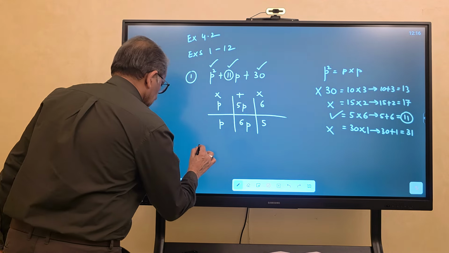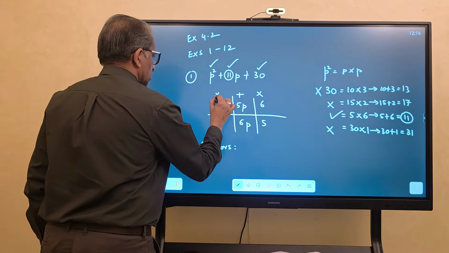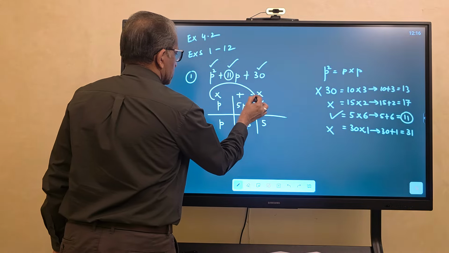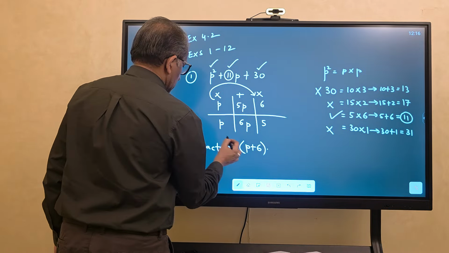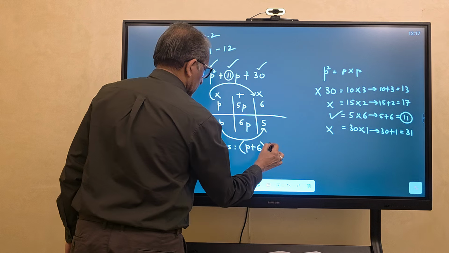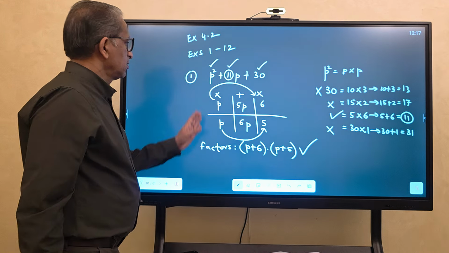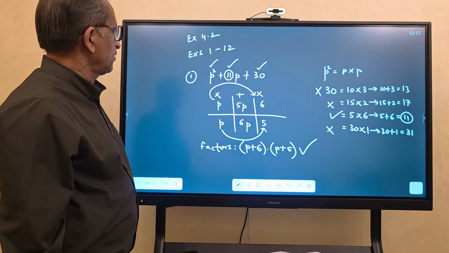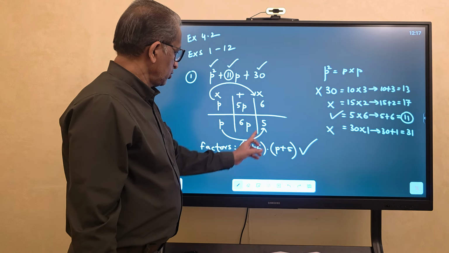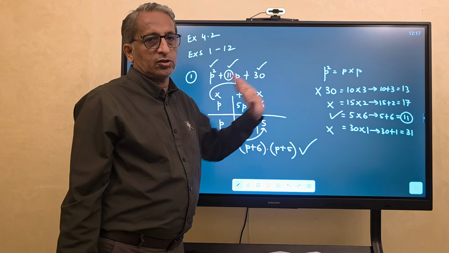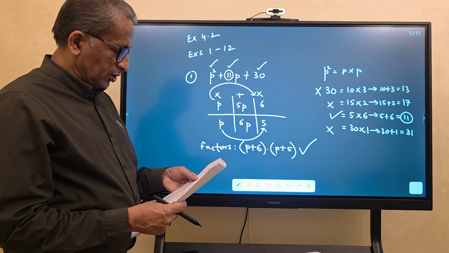So now I will write the factors directly. The factors are p plus 6 and p plus 5. So these are the factors of the trinomial p square plus 11p plus 30. So this is very important. Let's do one more example.